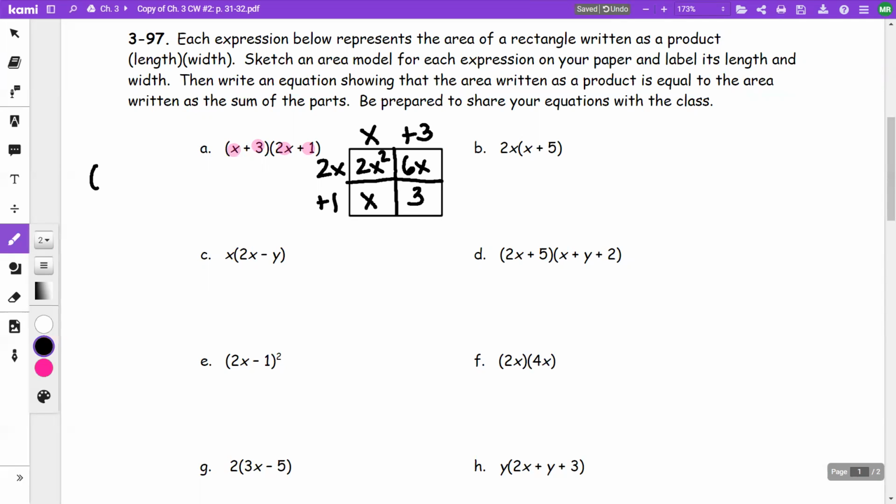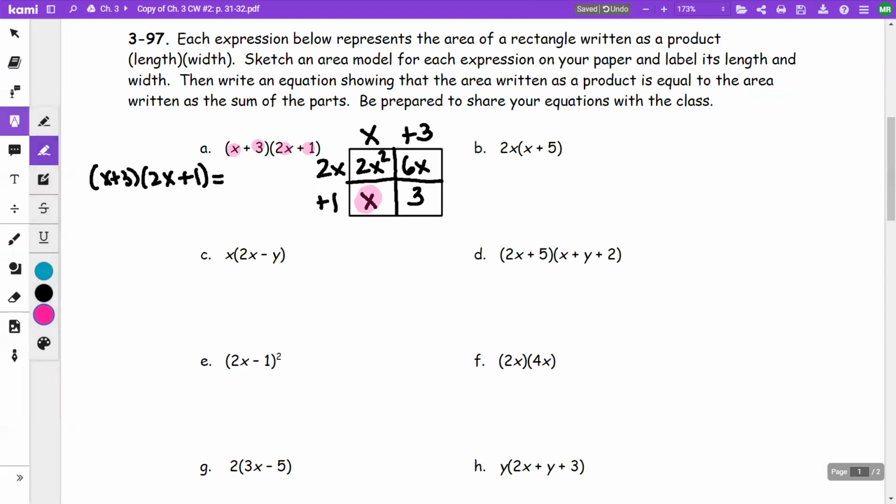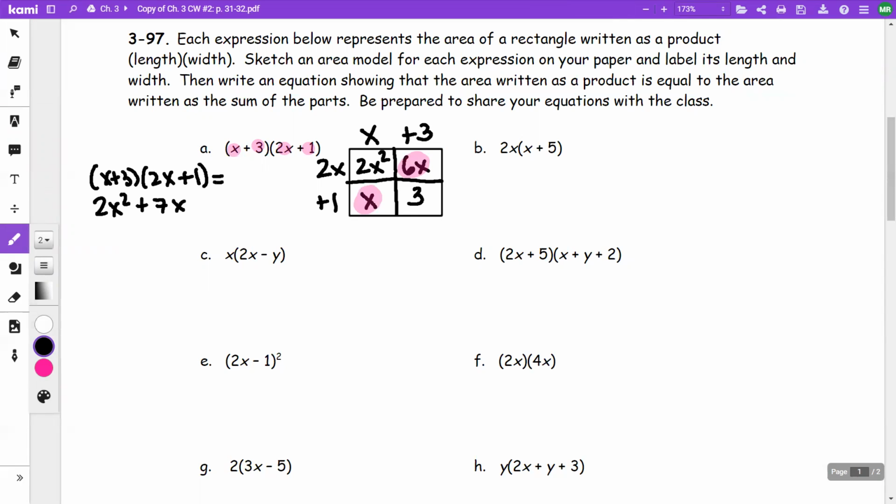So area as a product is x plus 3 times 2x plus 1 equal, and area as a sum, I'm going to combine any like terms, which is an x and a 6x. So I'm going to have as my answer here 2x squared plus 7x plus 3. I'm just writing it down here so I have more space. So that is what they mean by writing out an equation.